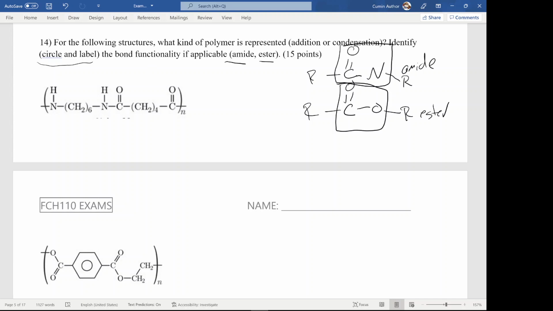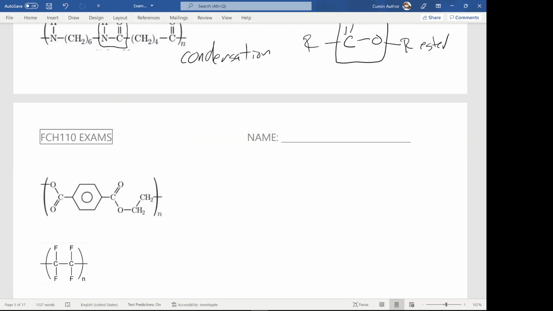So let's look through here. So starting off, we just see a nitrogen, but it's not quite what we want. But here we go, nitrogen and a carbon with a double oxygen on it. So that's the telltale structure of an amide. And therefore we know this is a condensation reaction. And we've already circled and labeled that bond functionality. So there we go. Then we go to the next one.